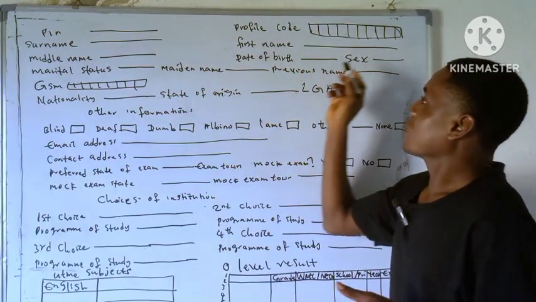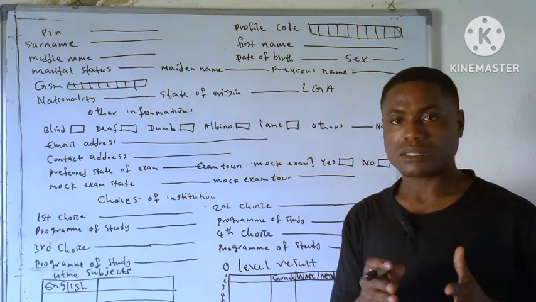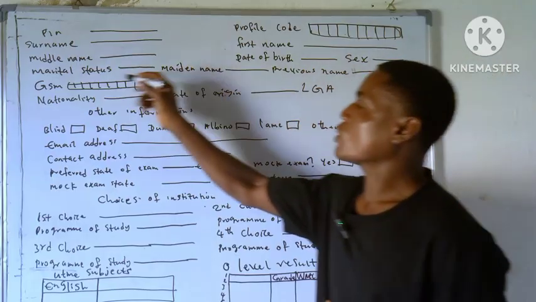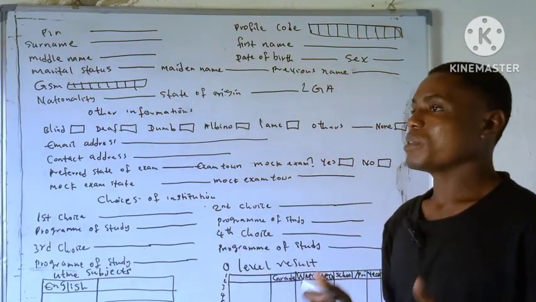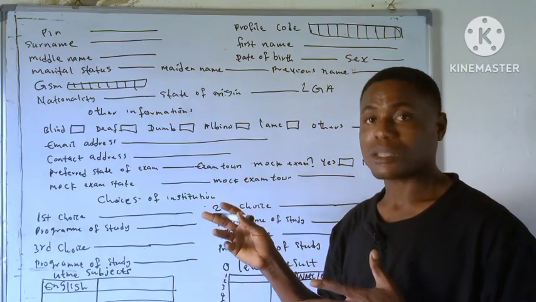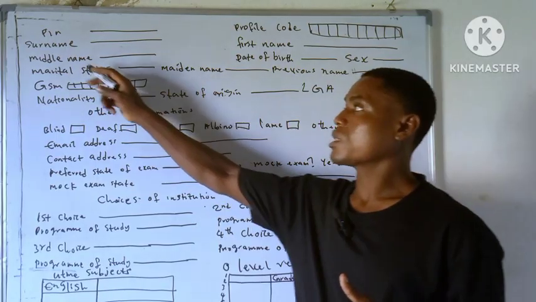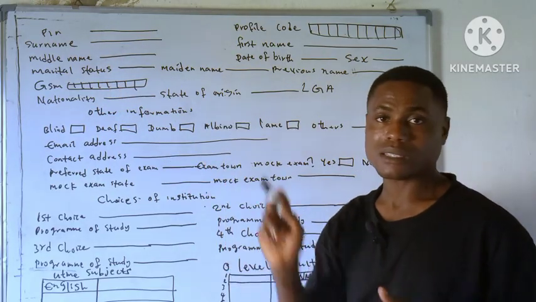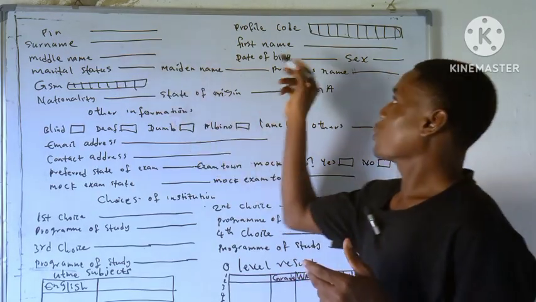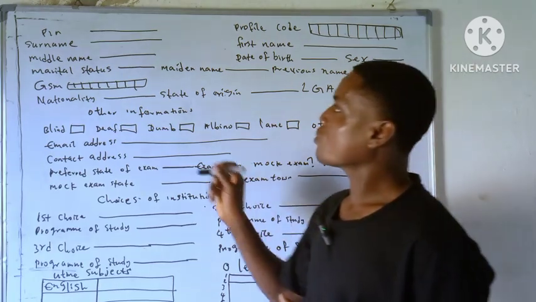Then the fourth one is first name. After your surname, your first name. You know your name, so you fill in your first name, then your middle name. If you have any middle name, like any other name you have, you can fill it here. But if you have only your surname and your first name, then skip this part. It's not necessary. But if you have other names, then your surname, your first name, and your middle name. Is that clear? Okay, let's move forward.